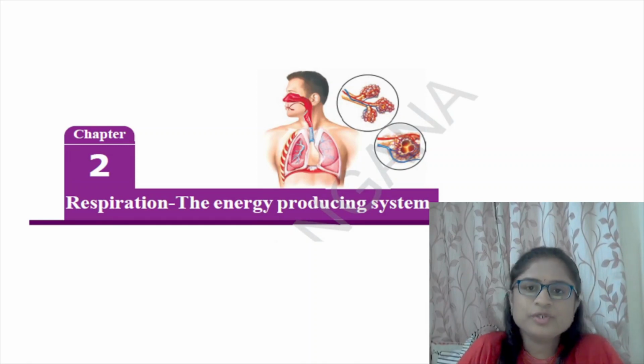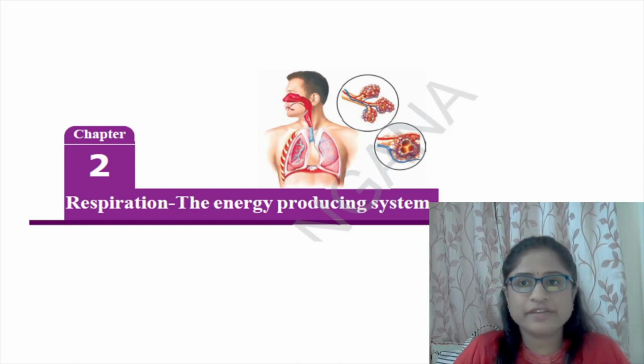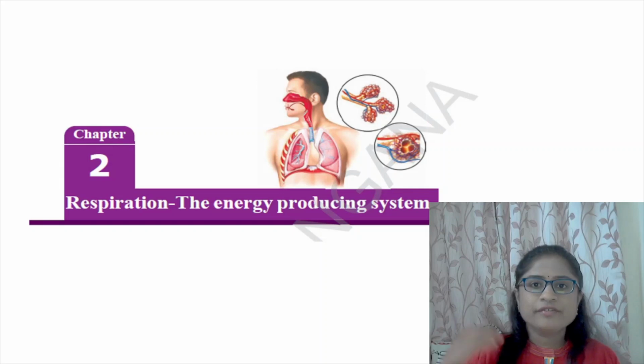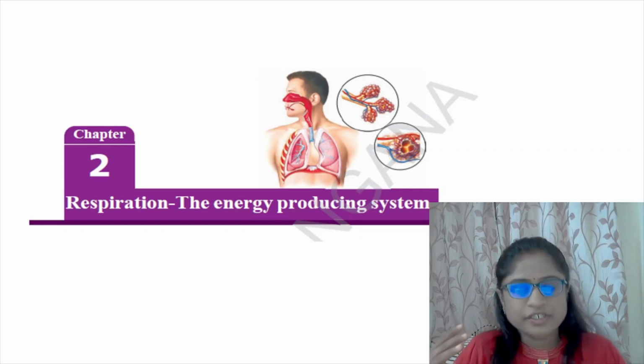In this video you will be learning the second chapter, that is respiration. That is the main energy producing system. In the first chapter we had learned about nutrition. In nutrition we took the food inside and that provided the nutrition. We also should get oxygen. Oxygen should reach each and every cell of the human being for proper functioning, for getting the proper energy. So that is called respiration.